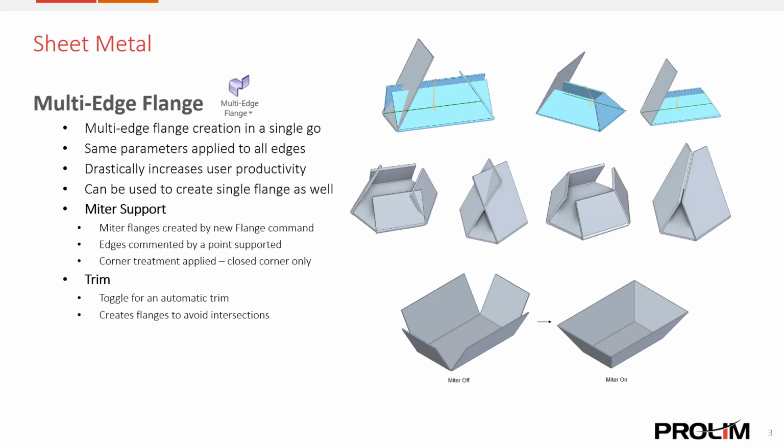The first thing we're going to look at is the sheet metal multi-edge flange tool. So now we have the opportunity to create multi-edge flanges in a single go. The same parameters are applied to all edges, so you can specifically click on just one edge if you just want one controlled. We do have miter support, so that miters flanges created in this multi-edge flange command. And then we also do have a trim, so that's a toggle for an automatic trim. And we're going to go ahead and take a look at this in a demonstration.